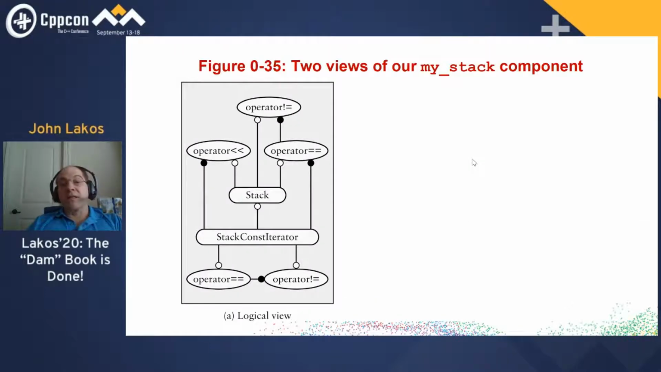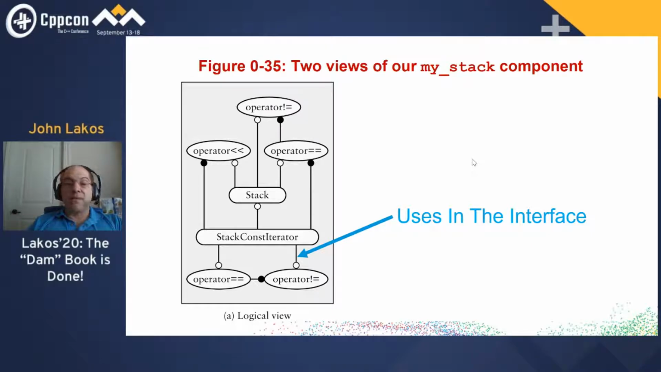So if we were to look at this as a diagram, we have 3 kinds of things in a logical diagram. We have uses in the interface, which means a function uses a type in its interface if the function names the type in its signature as part of its return type, and a type uses a type in its interface, a class for example, if any of its member functions use that type in the interface. So uses in the interface means it's programmatically known to be part of the usage model.